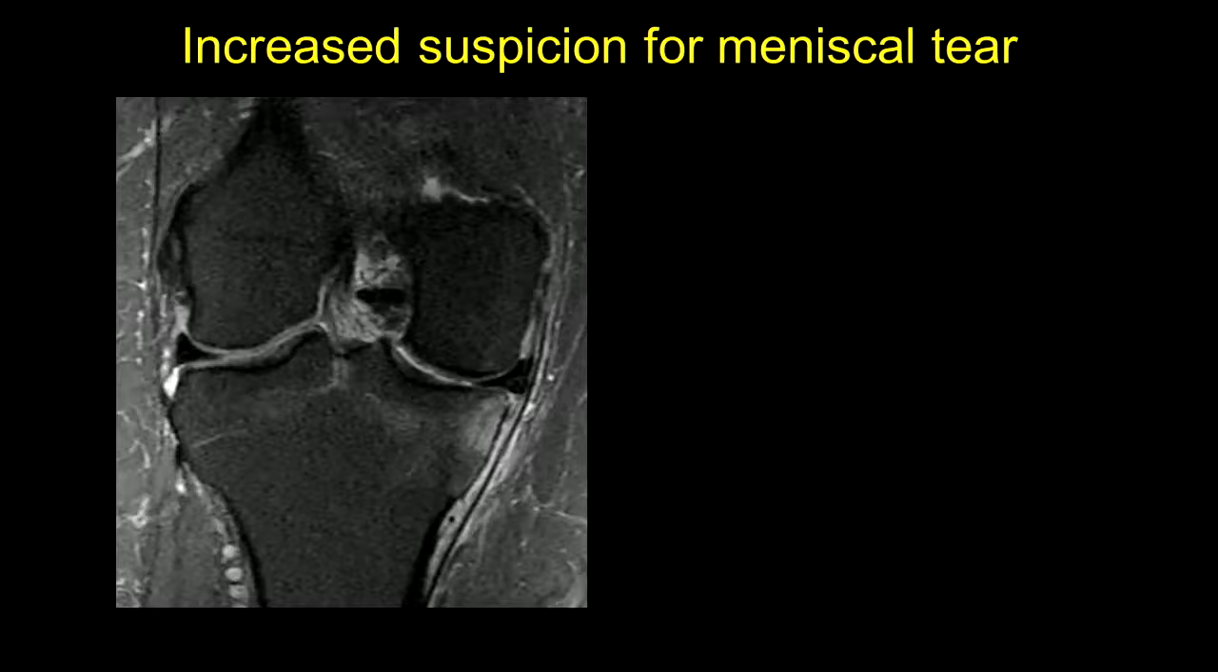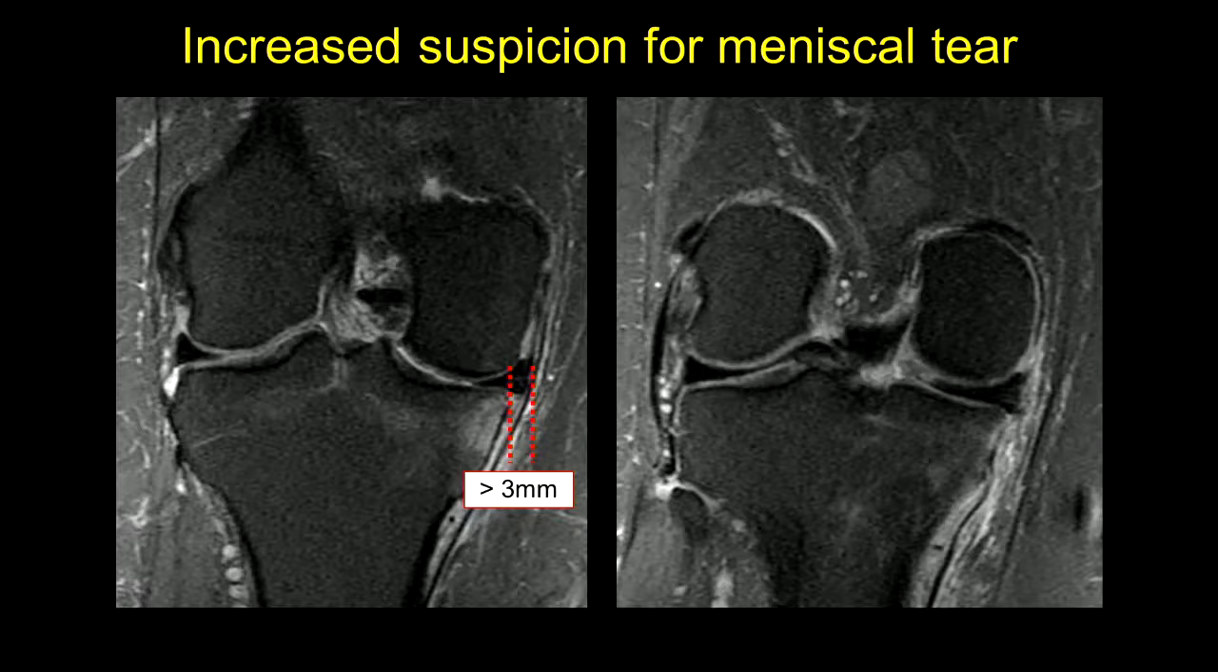What things will increase your suspicion for an underlying meniscal tear? Another thing you can look for is meniscal extrusion. In this example, you can see that the peripheral portion of the meniscus projects more than 3 millimeters from the edge of the medial tibial plateau. And if you see meniscal extrusion, you need to look very hard for a tear. And here we can see a large tear in the posterior root of the medial meniscus.